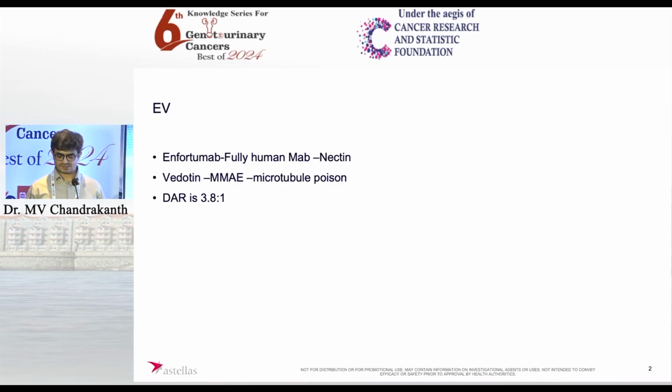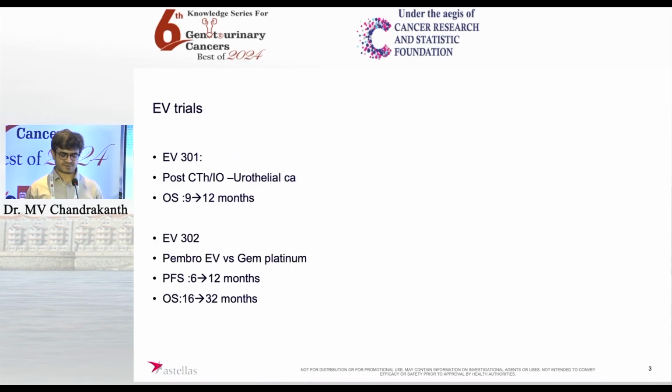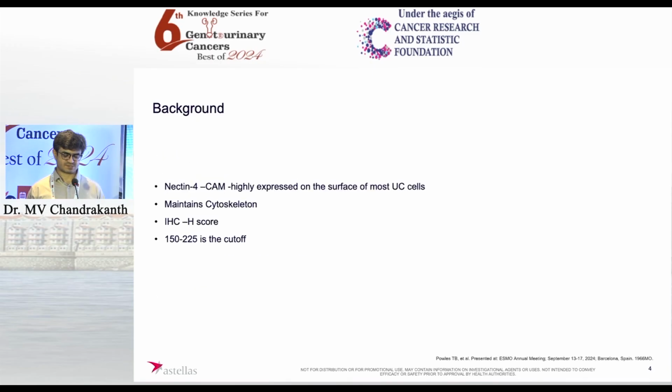For TDXT, we know it's around 8:1. Here it's 3.8:1. So these are the EV trials we have. EV301 is post-chemo IO. In later line, if you give Enfortumab Vedotin, the OS improves from 9 to 12 months. And EV302 is first line, where the PFS doubles from half a year to 1 year, and OS doubles from 1.5 years to nearly 3 years. So there is almost doubling of survival with EV301, EV302.